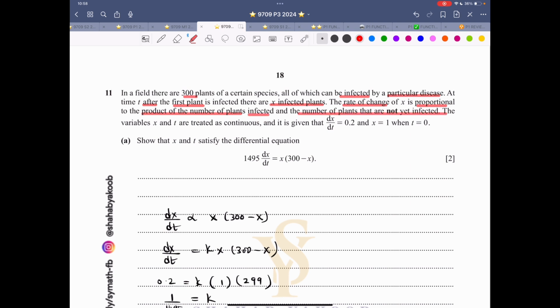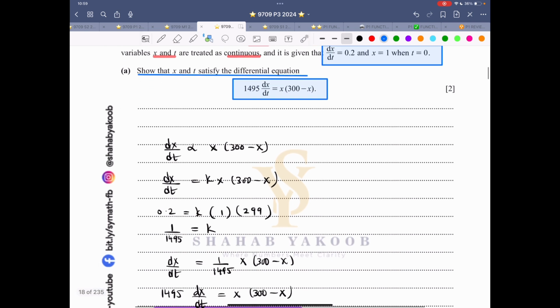So if X are infected, there are altogether 300. So 300 minus X is not yet infected. The variables X and T are treated as continuous, and this is the information that is given over here, which is dx by dt is 0.2 when X is 1 and T is 0. Show that X and T satisfy this differential equation, and that's the differential equation over here.